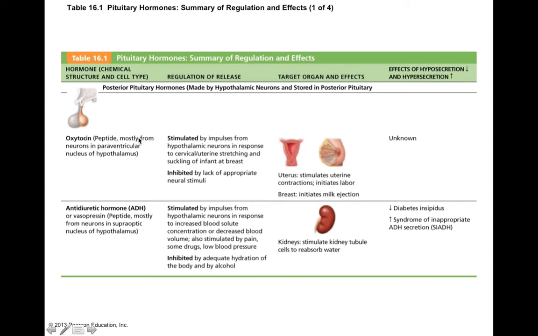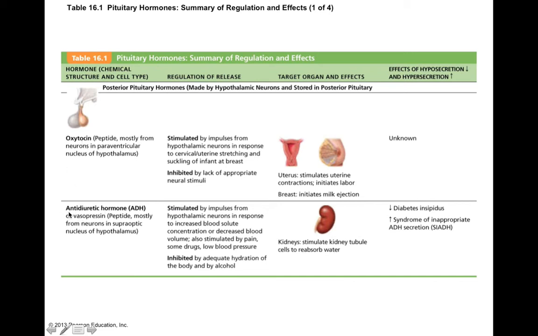Now, what's interesting about oxytocin is it also helps initiate milk ejection from breast tissue. So lactation involves this hormone, oxytocin. Now, what's not on the slide, and just an interesting side note, is that oxytocin is also important in forming friendships and close relationships. They call this the pair bonding hormone, because when you're forming close relationships and friendships, you actually release a lot of oxytocin.